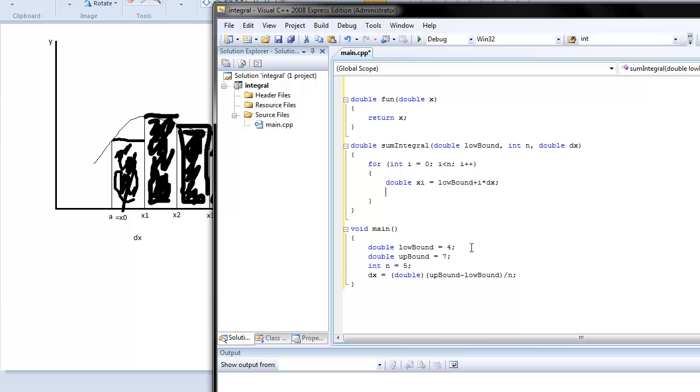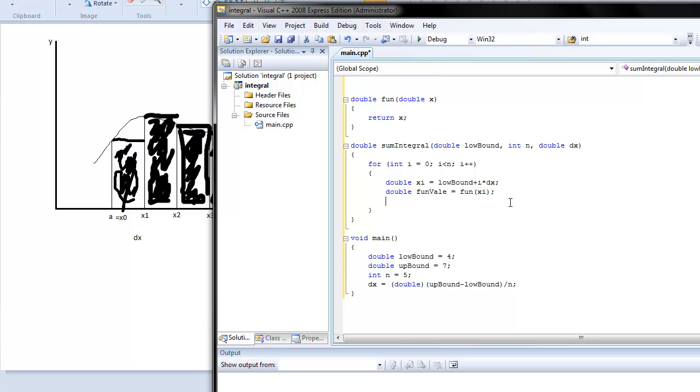So double function value equals value of the function in xi, so it's our function fun xi, and double the area of the rectangle is thus function value times dx. Okay, the height times the base.